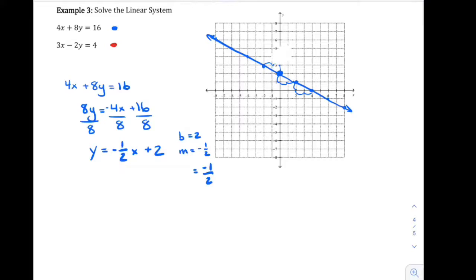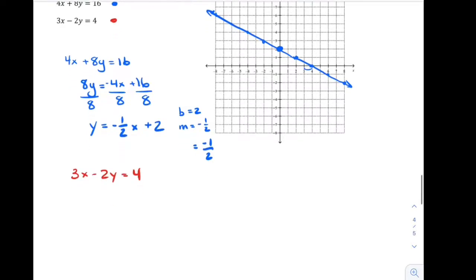Now we're going to do the same thing for the other one. We're going to have to rearrange for y, and we'll use red for that one. So this equation is 3x minus 2y is equal to 4. Same idea, I'm going to isolate for y. So I'm going to take 3x and move it to the right side. So I'm going to have negative 2y on the left is equal to negative 3x plus 4.